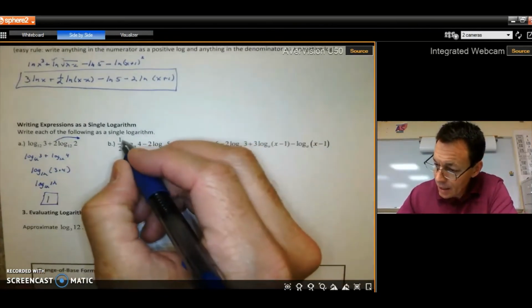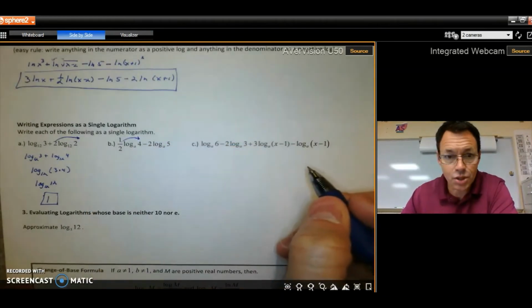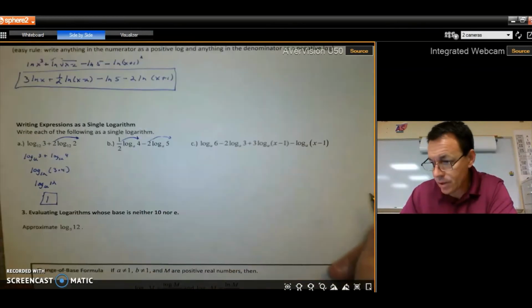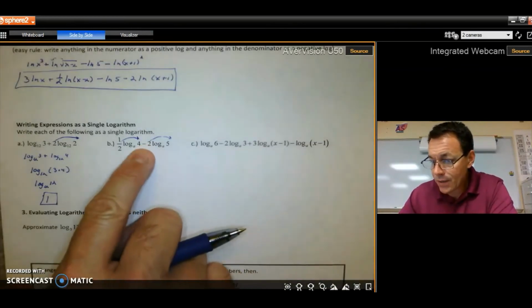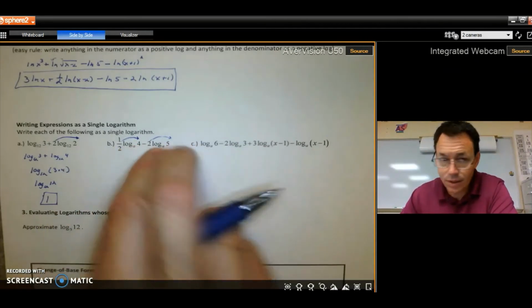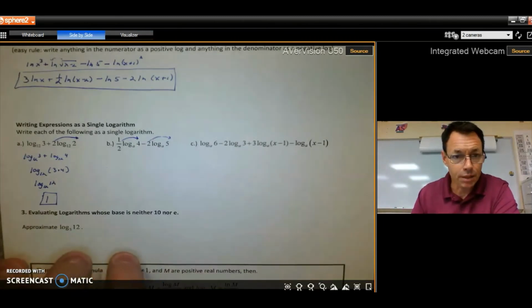Okay, I've got a 1/2 out front, so I'm going to reattach that as an exponent. So that's going to be a square root. I've got a 2 out front. I'm going to reattach that as an exponent. So that's going to be a squared. And I've got this subtraction right here. So that means this thing and this thing are going to be dividing each other. This one that's negative is going to be down in the denominator.